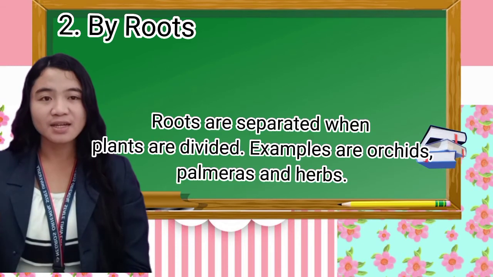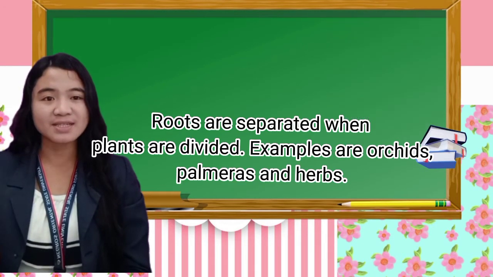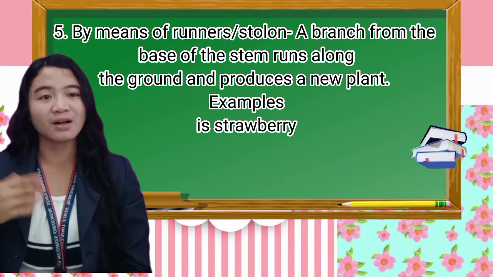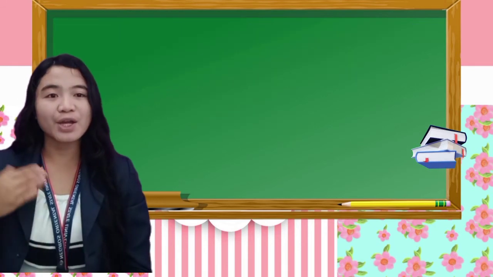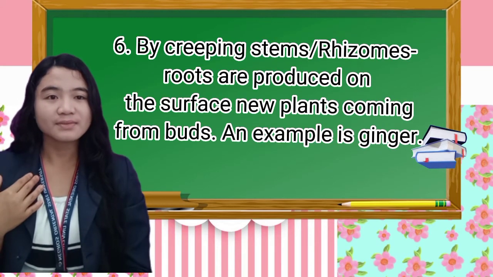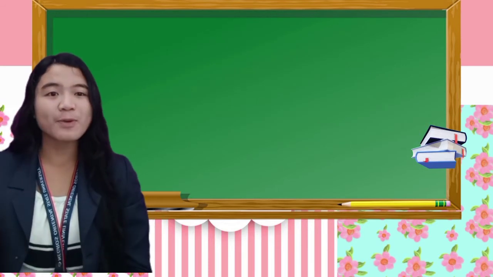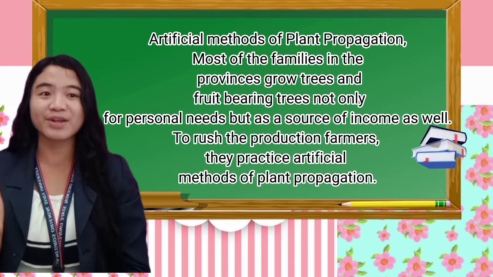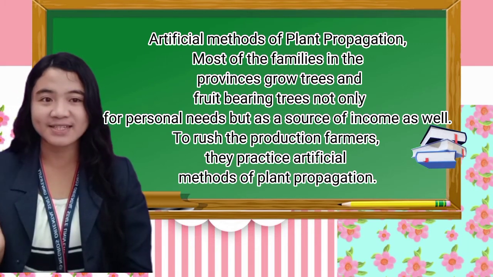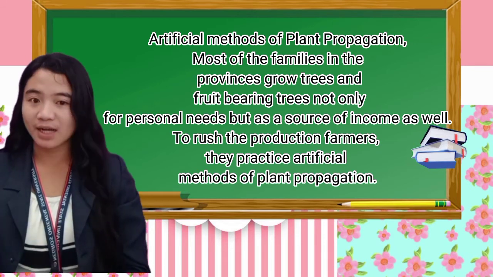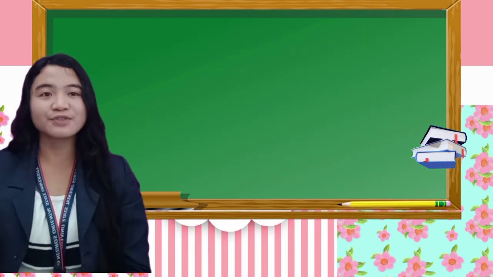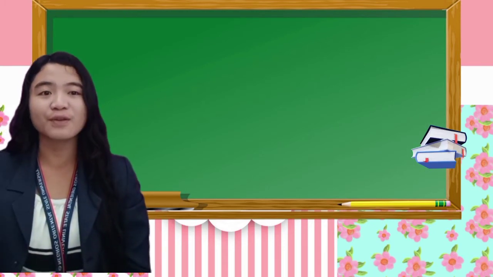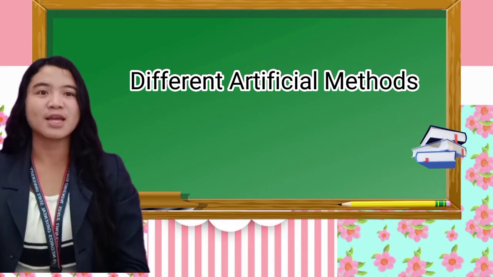Second, by roots. Third, by tubers. Fourth, by suckers. Fifth, by runners or stolons. Sixth, by creeping stems or rhizomes. Then, artificial methods of plant propagation. Most families in the provinces grow trees and fruit-bearing trees not only for personal needs, but also as a source of income. After that, I will discuss the different artificial methods of plant propagation.